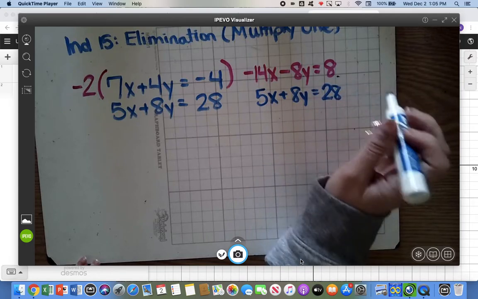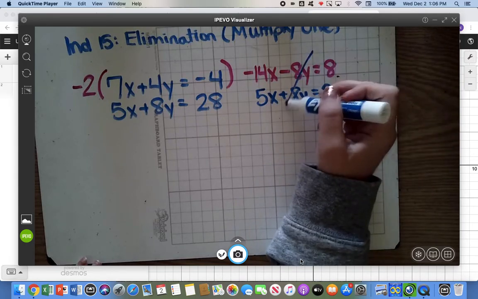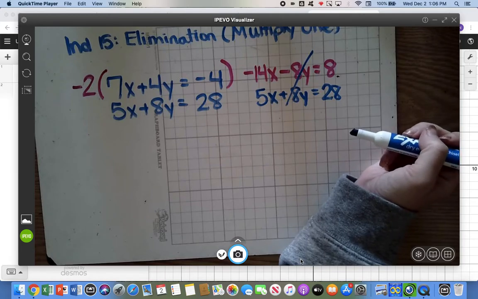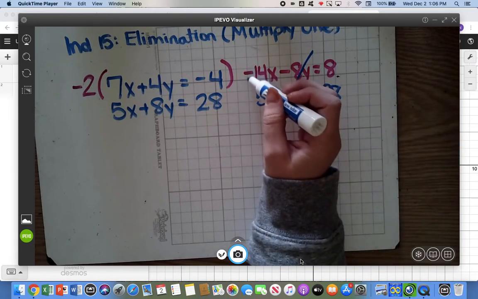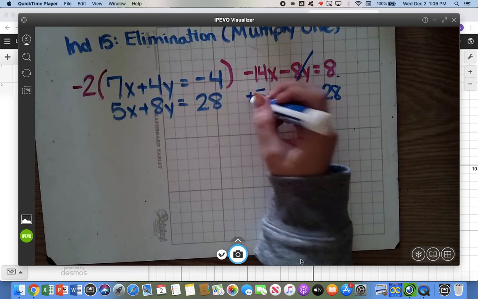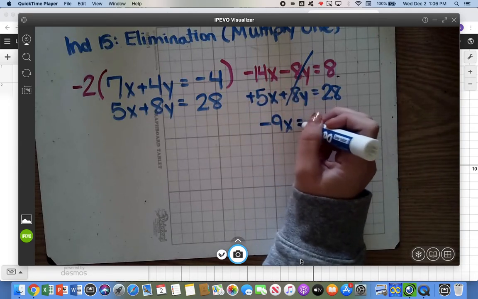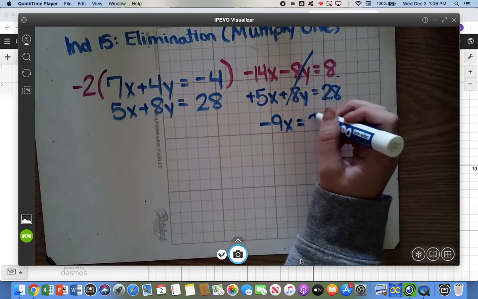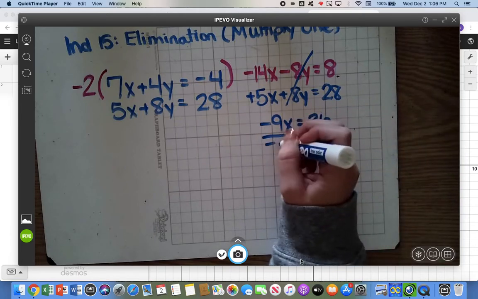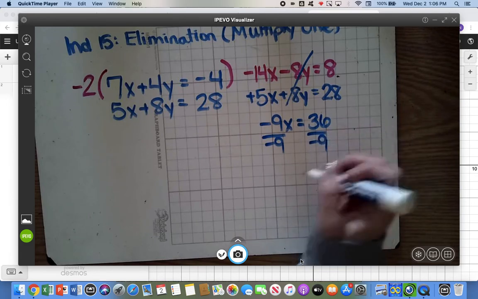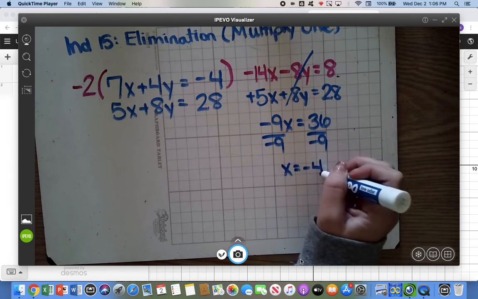So now we're ready to do some work. We got those to eliminate. That was the whole point of doing that multiplication. So now I have a negative 14 and a positive 5. So if I add those, I get negative 9x. And then 28 plus 8 is a 36. So if I divide by negative 9, positive divided by negative gives me a negative 4.